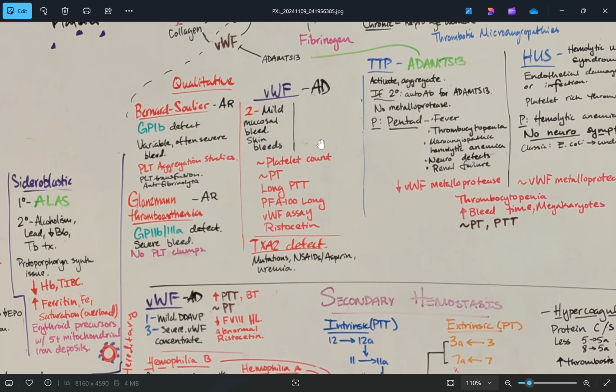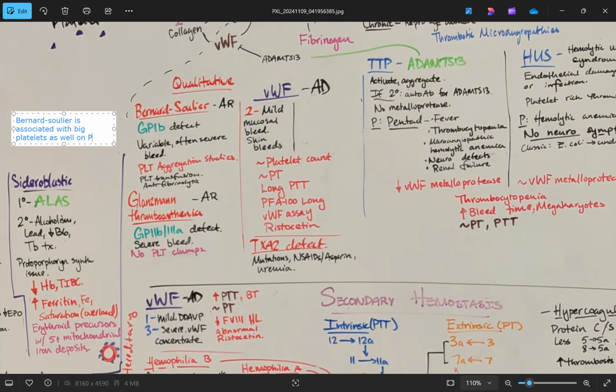The last one, we'll also have a TXA2 defect, which is used to convert arachidonic acid. You have that defect because you're usually inhibiting COX, which converts arachidonic acid to TXA2, which will increase your 2B and 3A for the rest of the platelet stuff. This is often due to mutations, NSAIDs, aspirin, and uremia.